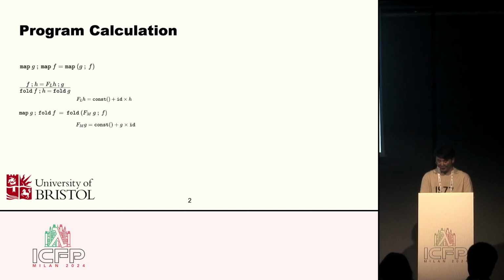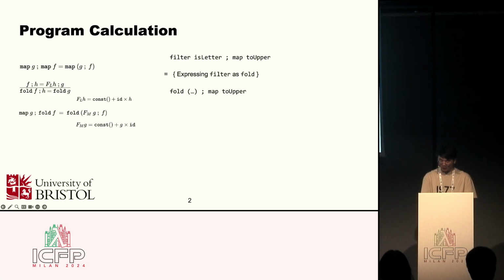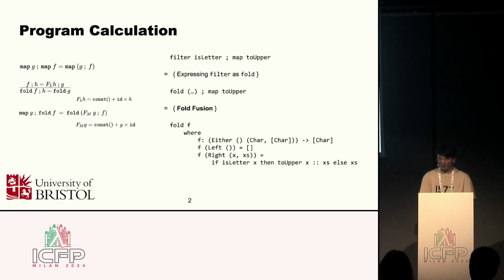As a concrete calculational example, consider this string processing function that returns the capitalization of all letters in a string. The initial specification says that we first filter out all letters, characters in a string, and for each of the characters, we use toUpper to perform the transformation. To calculate this program, we first express the program by using combinators like fold and map. And indeed, list filtering can be expressed by fold. In the next step, we apply the fold fusion law to attain a final program as a single fold.